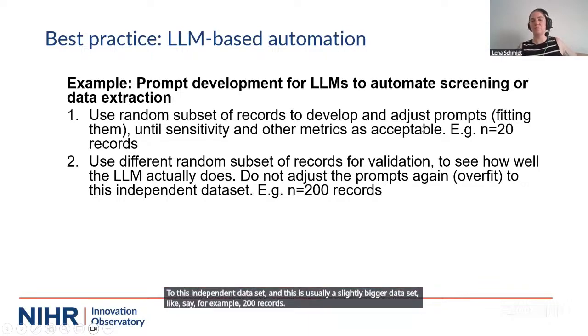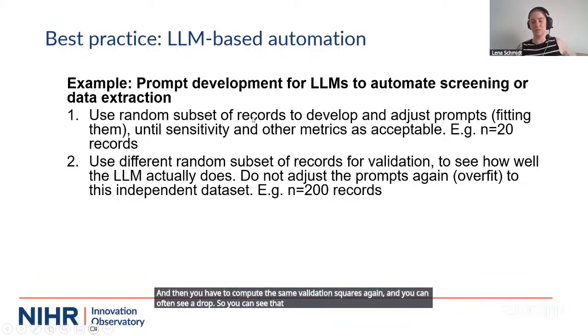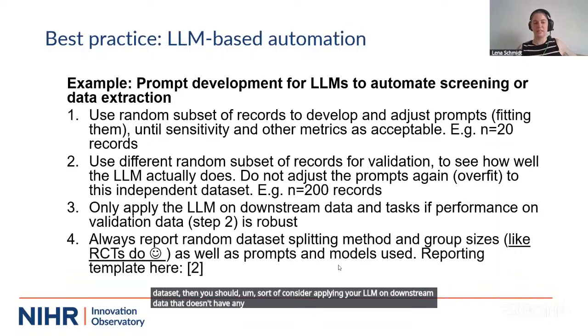And then you have to compute the same validation scores again, and you can often see a drop. So you can see that on the data set where you fitted your prompt, the results will be really good, but it might be slightly worse on the second data set. And only if you have a robust evaluation on the second data set should you consider applying your LLM on downstream data that doesn't have any labels yet.